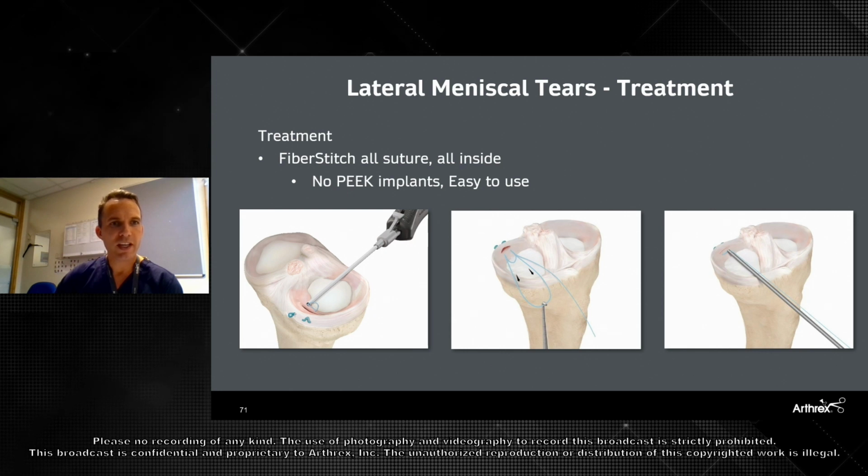Philip touched on it already, but the fiber stitch suture device has been really quite a big change. The fact that there's no longer PEEK implants, there's no plastic that's sitting behind the meniscus, is a great addition. It's easy to use, and it's what I've been using recently and think it's been really advantageous.